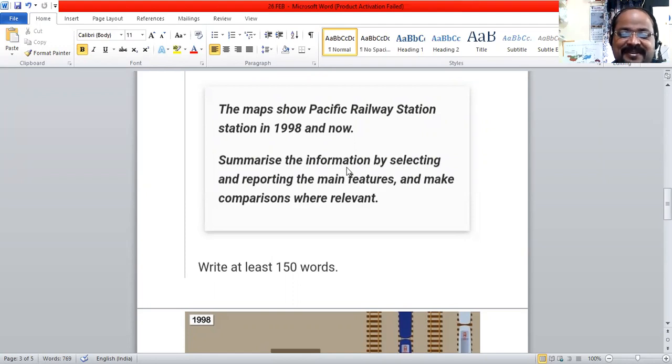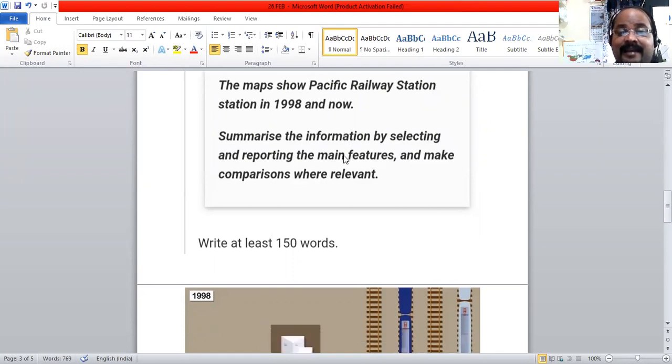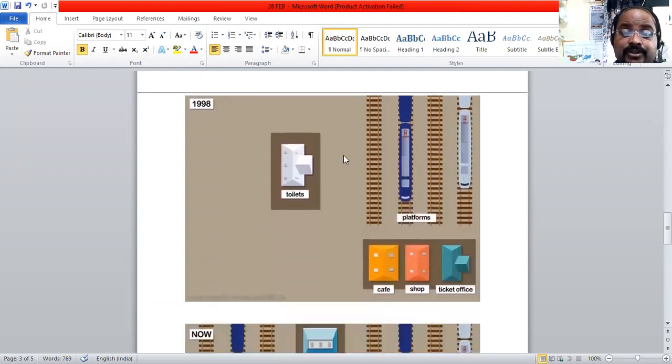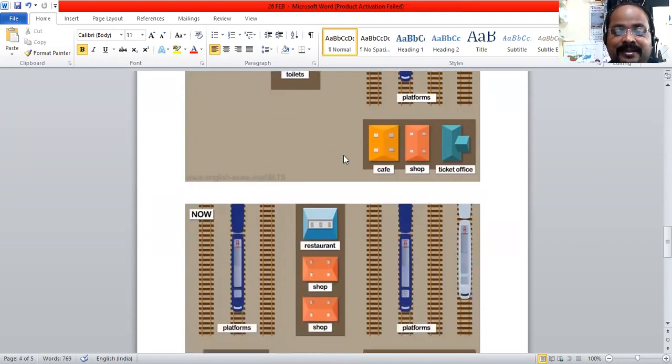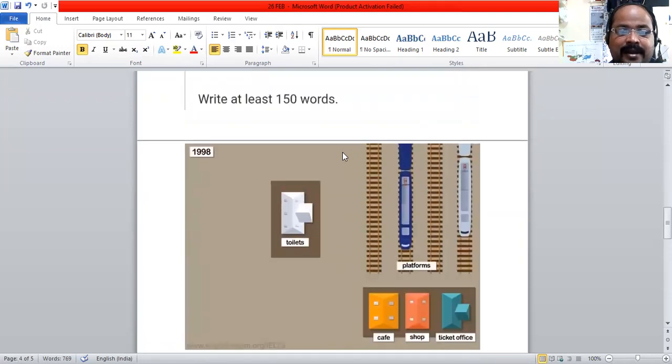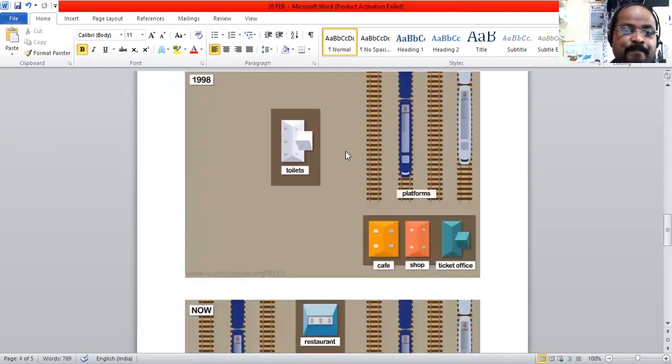Today we are going to see a discussion on maps in IELTS Academic Task 1. Here we have two maps. One shows the layout of Pacific Railway Station in 1998. Another shows the layout of Pacific Railway Station at present. So let us go ahead with the first particular map.